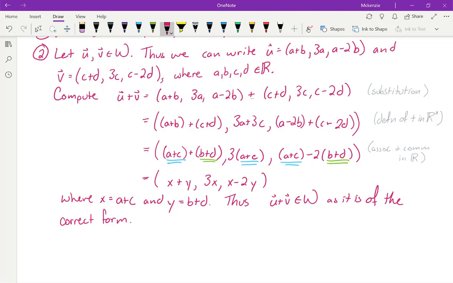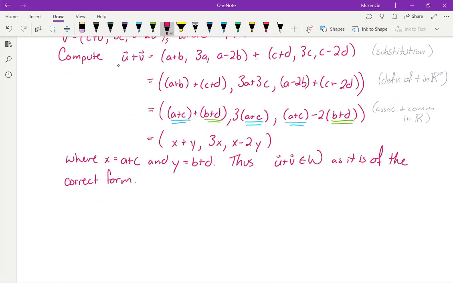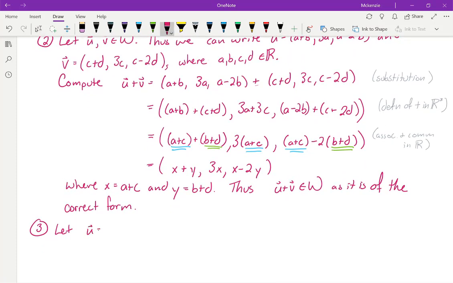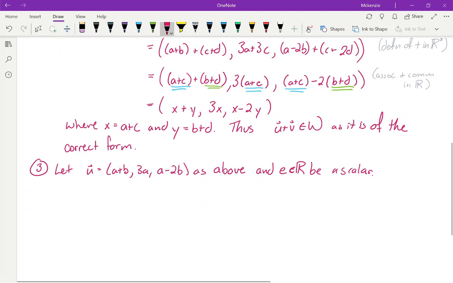We then want to go ahead and show scaling closure. Well, we already have u, so we can use the same u. So let u equal a plus b, 3a, a minus 2b as above. But now we need a scalar, so we need a new letter, and let e be a scalar. So now we're going to go ahead and compute again. We want to compute the scaled version of u, and again we want it to end up being in the correct form.